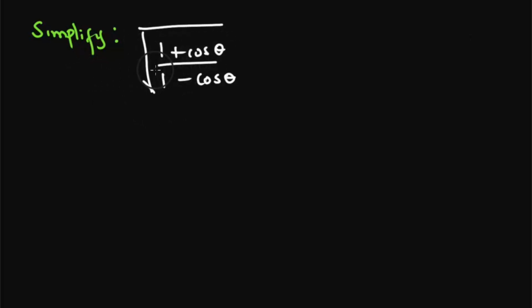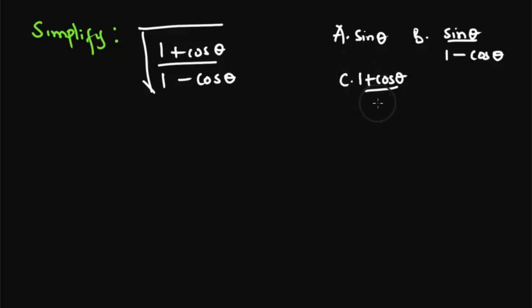In this video we're going to solve this problem, which is to simplify the square root of 1 plus cos theta divided by 1 minus cos theta. This is an objective question, and the options are option A, sin theta; option B, sin theta divided by 1 minus cos theta; option C, 1 plus cos theta divided by sin theta; and option D, 1 minus sin theta. You can pause the video and give it a try.